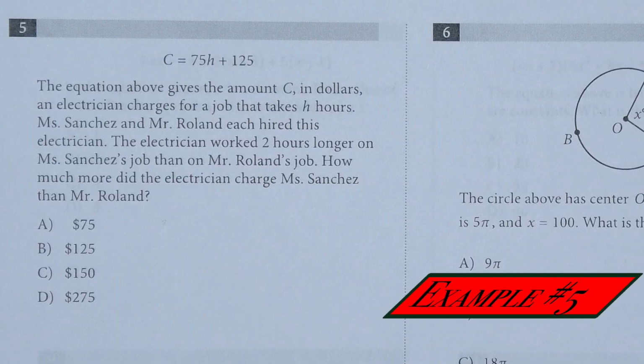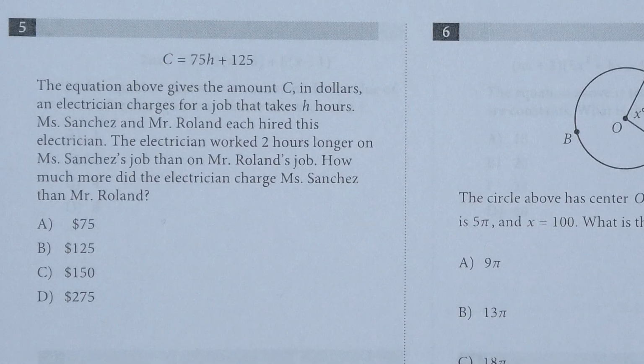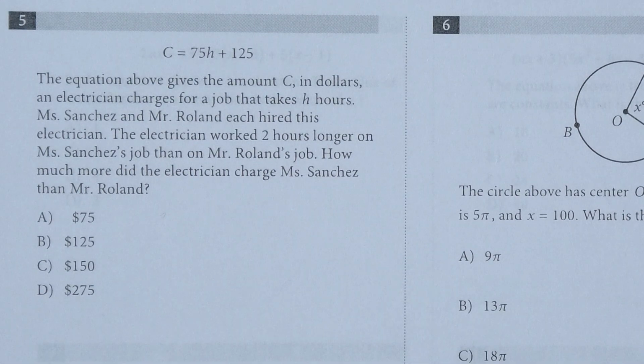The equation gives the amount C in dollars an electrician charges for a job that takes H hours. Ms. Sanchez and Mr. Rowland each hired this electrician. The electrician worked 2 hours longer on Ms. Sanchez's job than on Mr. Rowland's job. How much more did the electrician charge Ms. Sanchez than Mr. Rowland?